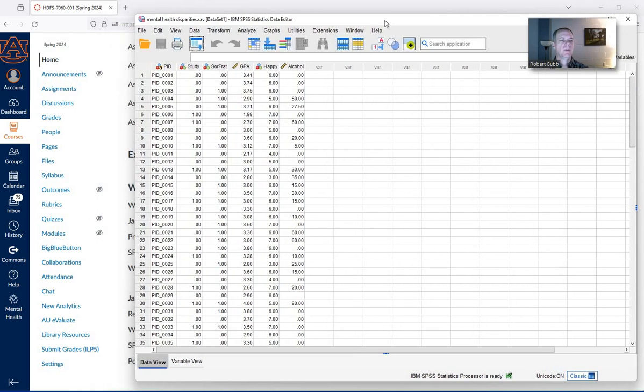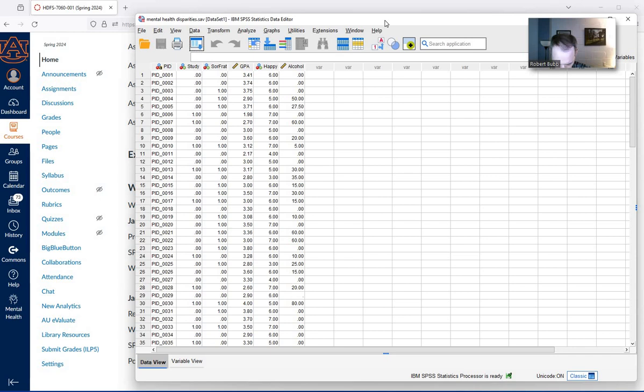Okay, so once you open up that SPSS file, it looks like we have 5 variables here, not including the participant ID number. We used this data set once last semester. We used GPA as an outcome variable. I'm going to use happiness as an outcome variable for this particular analysis. And then we'll pick a couple of the predictors that we'll use for a multiple regression.